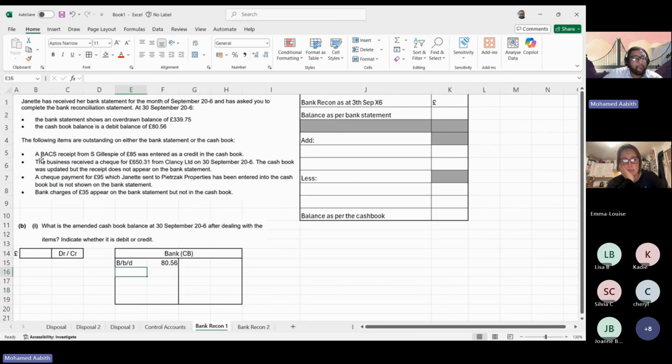First one is a bank receipt from S. Gillespie of £85 that was entered as a credit in the cash book. So in this scenario, this bank receipt from S. Gillespie, meaning money coming in, was entered incorrectly into the cash book as a credit entry. So what we need to do is make sure this gets updated properly in my cash book.